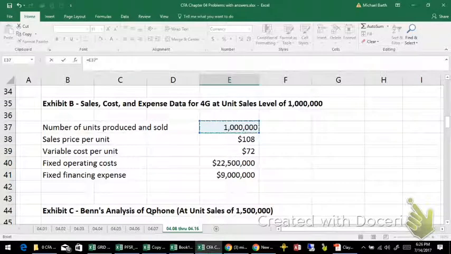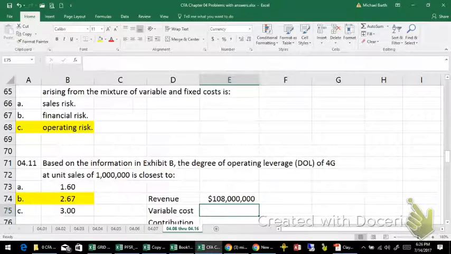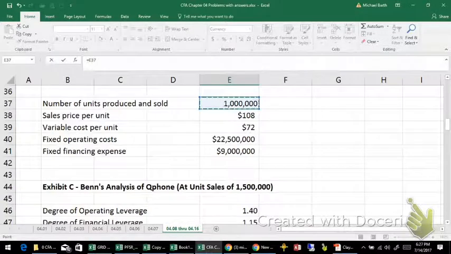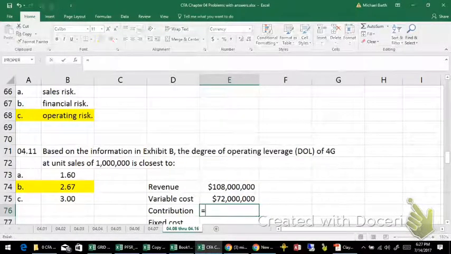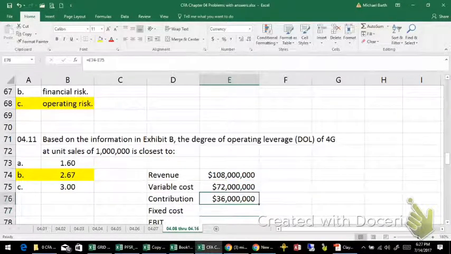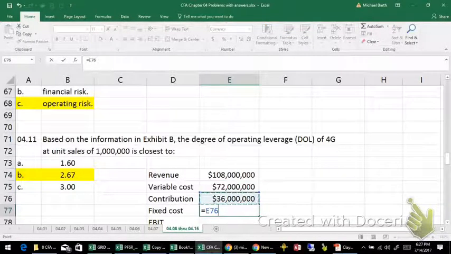If you sell 1 million units at $108 per unit, that'll give you revenue of $108 million. The variable cost, call it the cost of goods sold, is $72 per unit, so the contribution is $36 million. Now the contribution is available to pay fixed costs and anything else. So after you subtract the variable costs that vary directly with unit sales, what's left over is left over to pay all the other expenses.